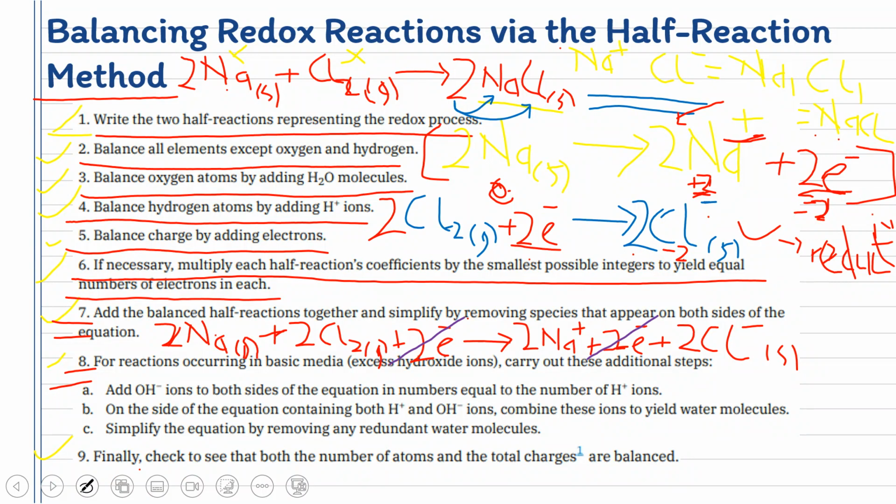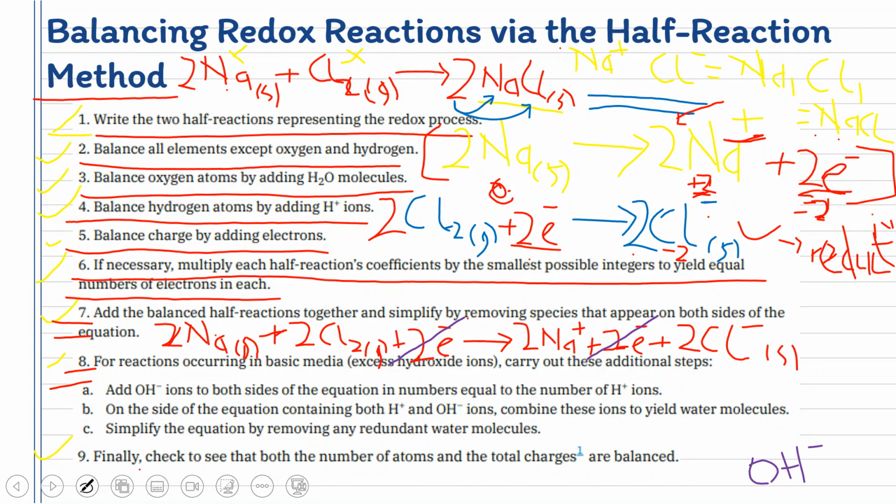Step 8 says that for reactions occurring in basic media, meaning reactions that have excess hydroxide ions, you need to carry out the next steps. Hydroxide means OH minus. If there's OH minus inside the reaction, then you have to follow the next steps. But in our case, we don't have OH minus, so we don't have to follow step 8. We jump to step 9.